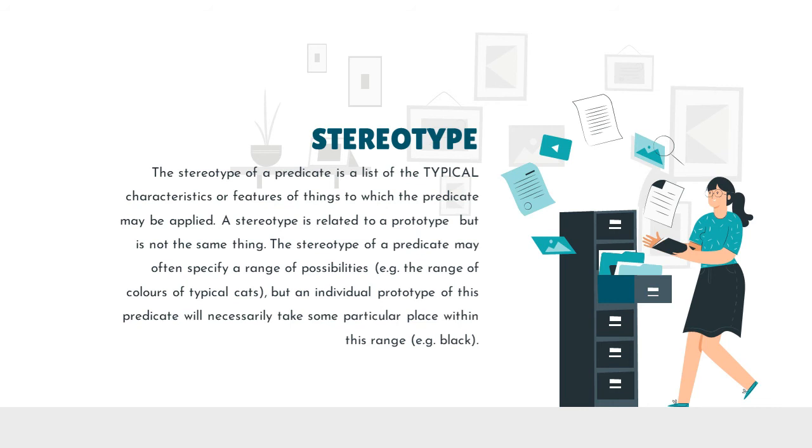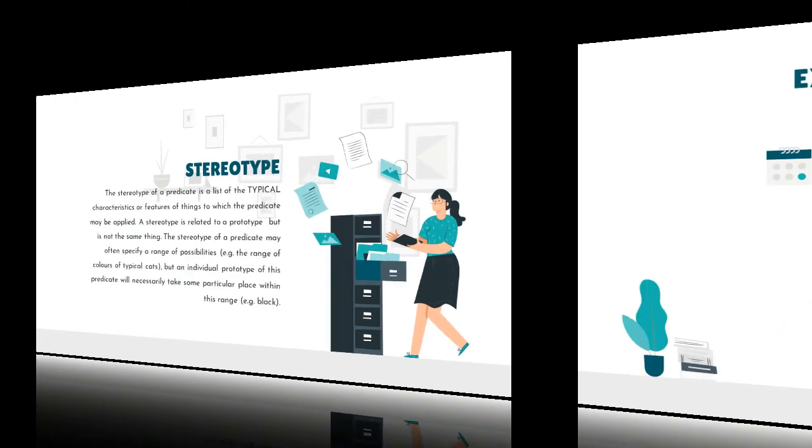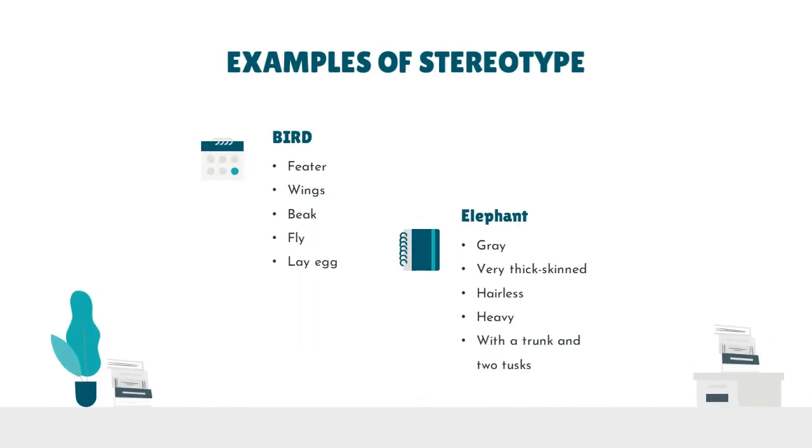Example, black. Another important difference between prototype and stereotype is that a speaker may well know a stereotype for some predicate, such as goose, witch doctor, flying saucer, but not actually be acquainted with any prototypes of it. Example of stereotype. Birds have characteristics like feathers, wings, beak, fly, lay eggs. Elephant has characteristics like gray, very thick skin, hairless, heavy, with a trunk and two tusks.